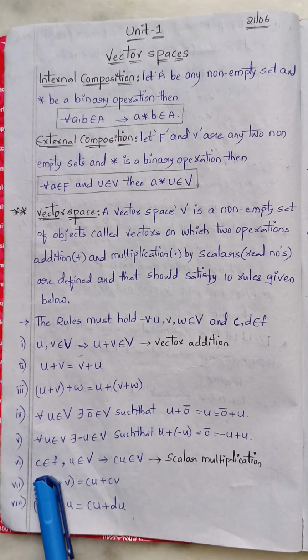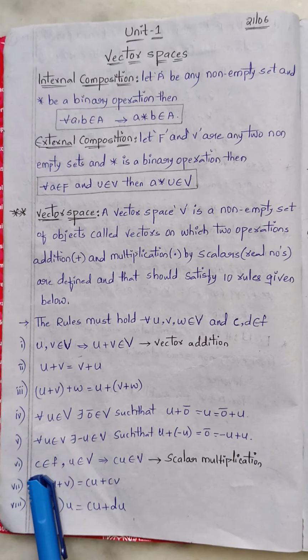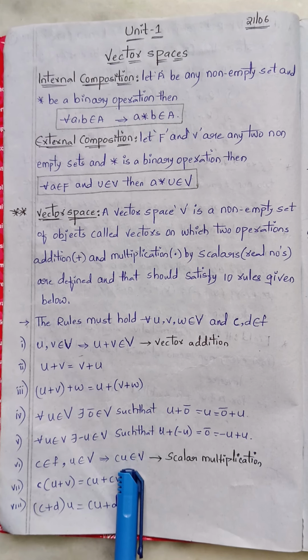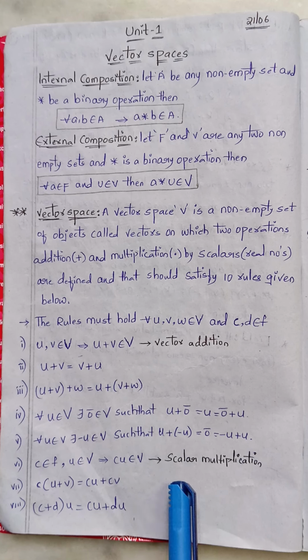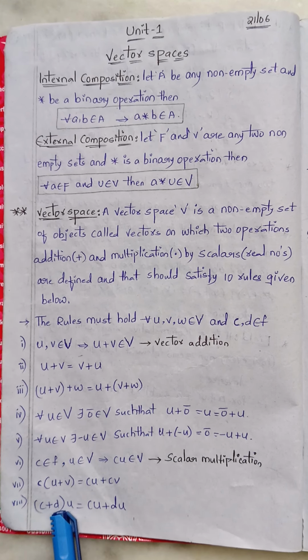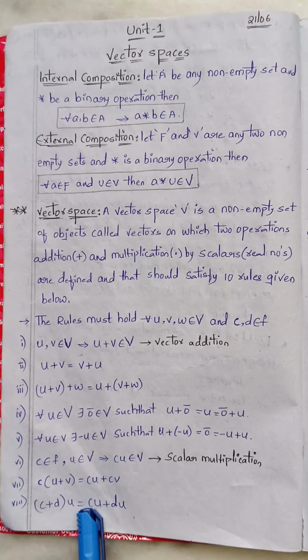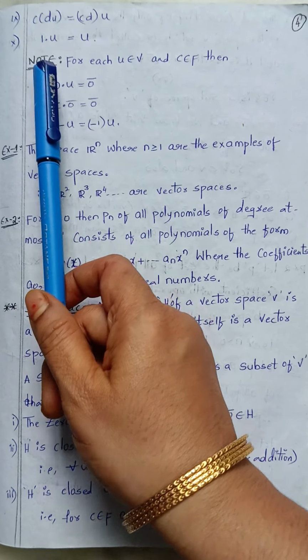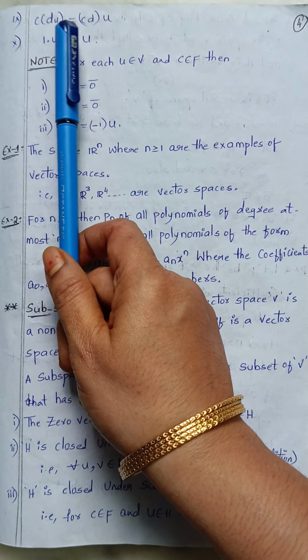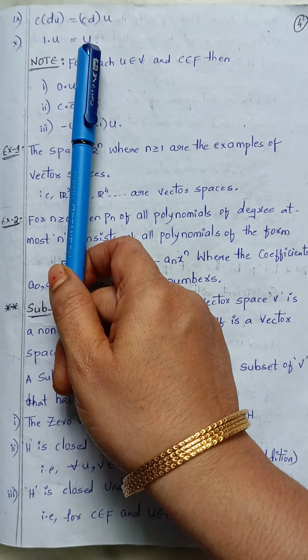And this is scalar multiplication. Scalar multiplication means take one field element and one vector element, then c times u belongs to the vector set. Similarly, we take one scalar and two vectors, and we have the distributive property, and two scalars and one vector, then we can split it like cu plus du. Next, take two scalars and one vector, then we can multiply in any manner: c times du equals cd times u, and the last one is 1 times u equals u.